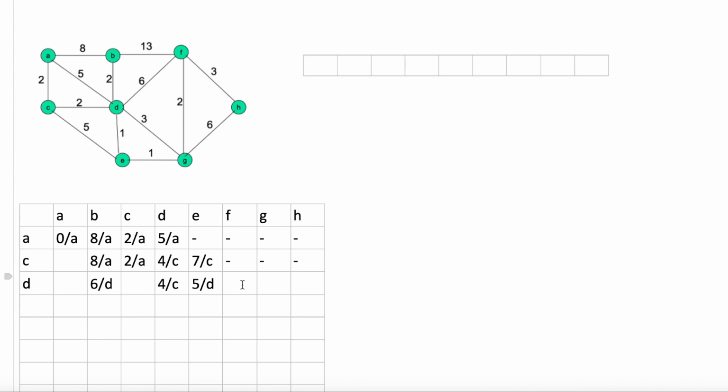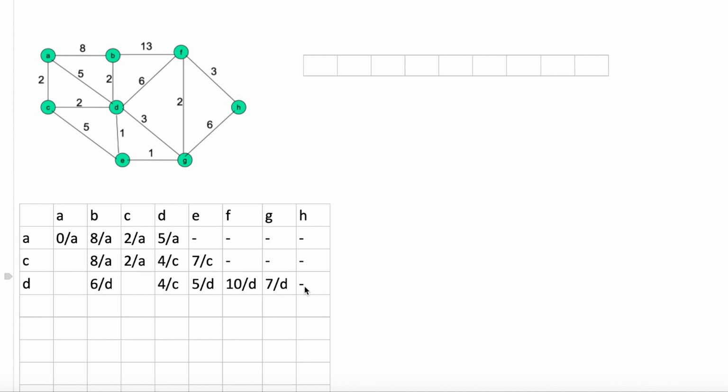So D also has direct link to F, and D has previous weight of 4, so 4 plus 6 is 10 and we are going via D, so 10 slash D. And D also has link to G, and D's weight was 4 and 4 plus 3 is 7, and we are going via D, so 7 slash D. And D has no direct access to H, so that's not determined.